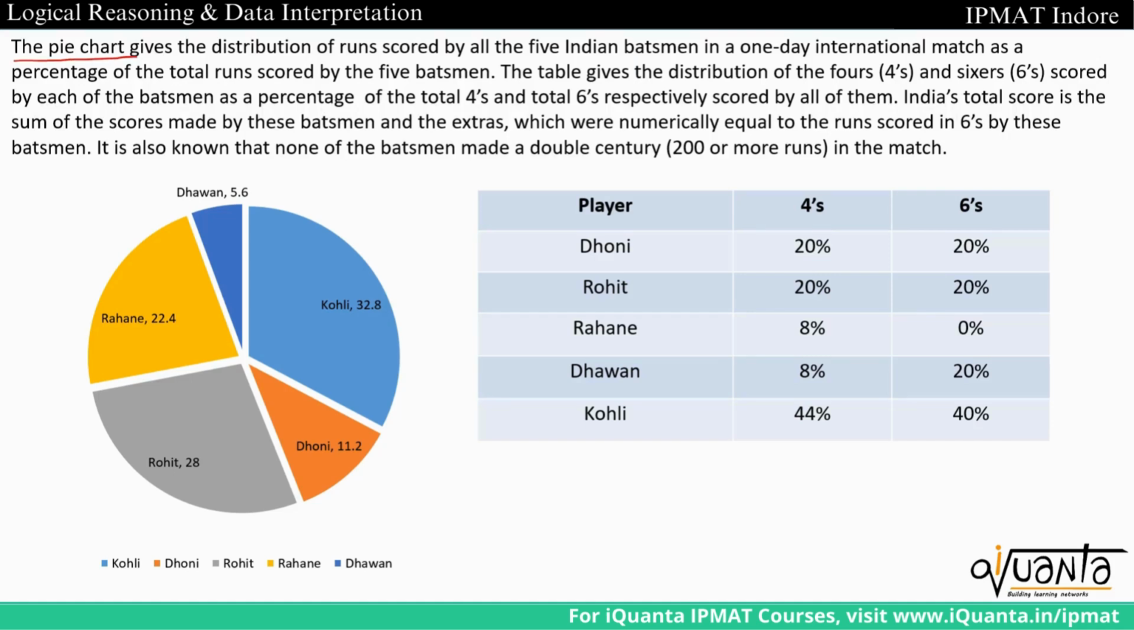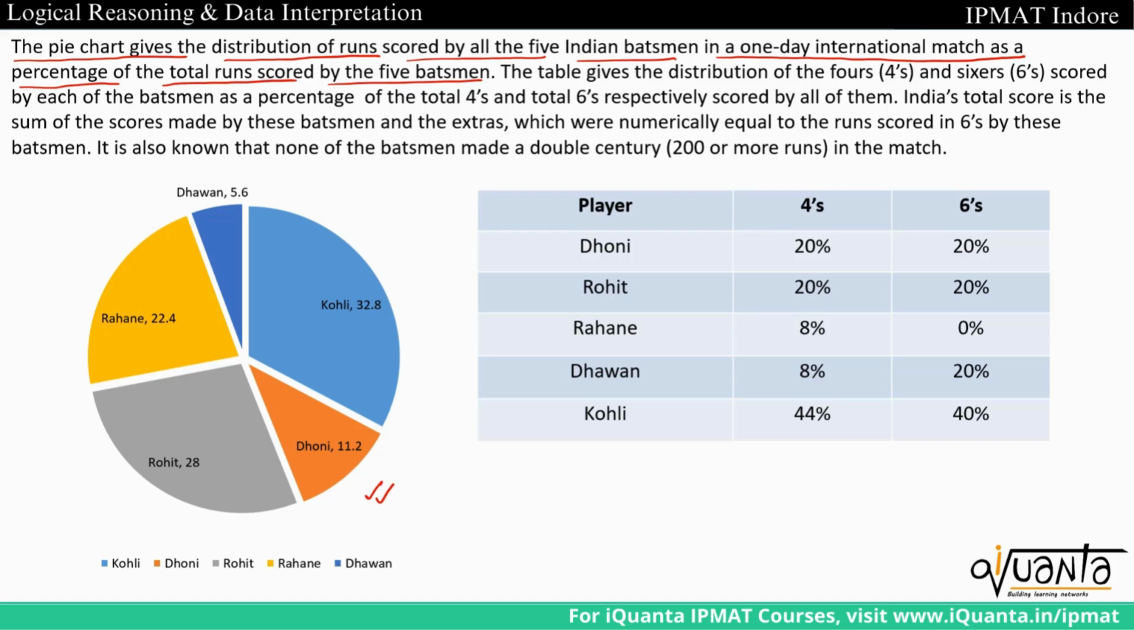The pie chart gives the distribution of runs scored by all the 5 Indian batsmen in a one-day international match as a percentage of the total runs scored by the 5 batsmen. So we are talking about this pie chart over here, and this pie chart is giving us the distribution of runs scored by all 5 Indian batsmen as a percentage of total runs scored by the 5 batsmen.